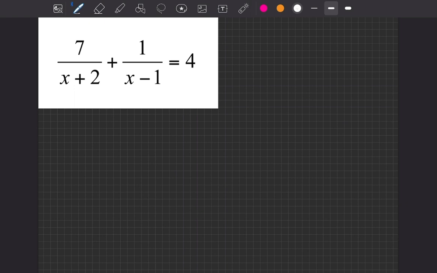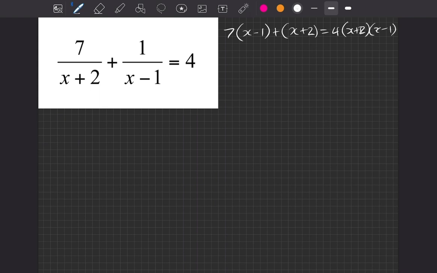So what we get is 7 multiplied by x minus 1, for the same argument that it will cancel off here, but we have to put it up on this side, plus then x plus 2, and the right hand side is both the brackets, so 4 times x plus 2 times x minus 1.